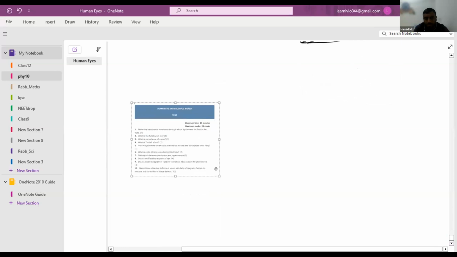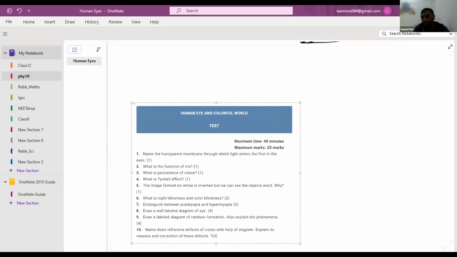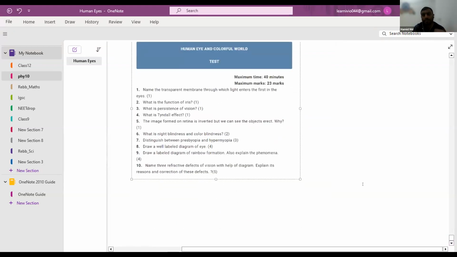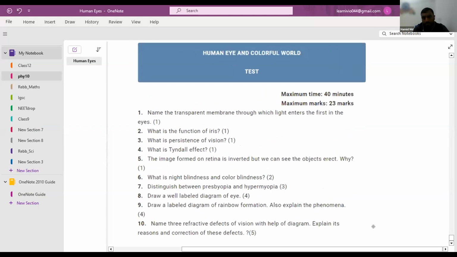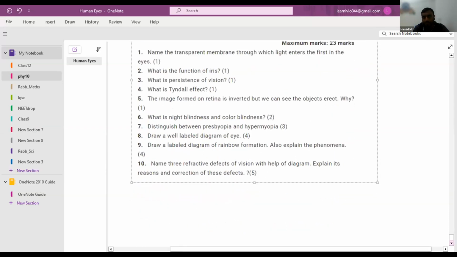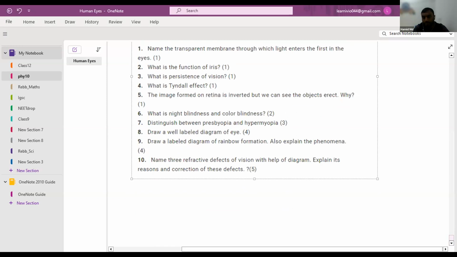Let's see which part it is. This is also from the human eye. The next chapter we practice is the human eye, right? We revised this chapter as well last time. Yes, sir. So take the screenshot of the previous part as well.